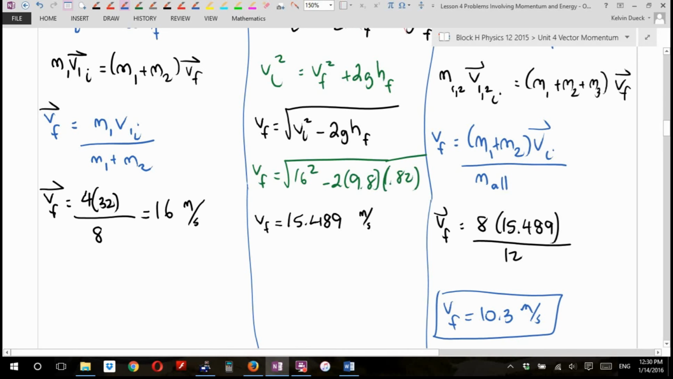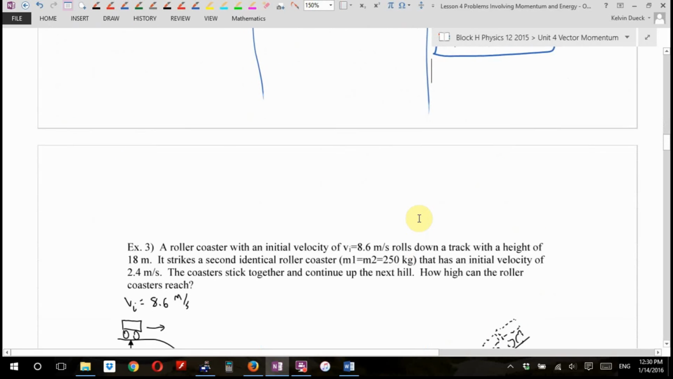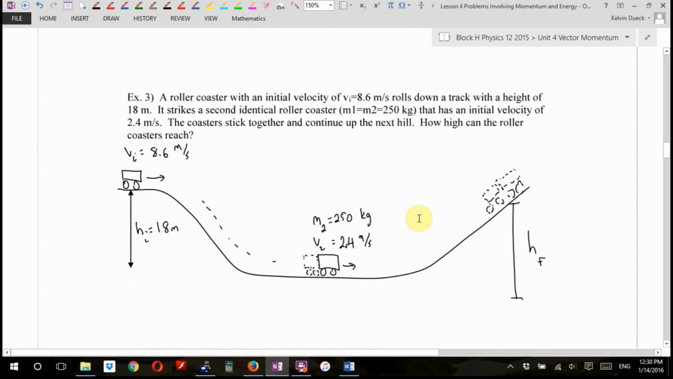Problems that involve momentum and energy. Now, this was a question that involved momentum and conservation of energy. The other question I can ask is, after a collision, how much kinetic energy did we lose? And I think that's what I did in my next one. Let me see.